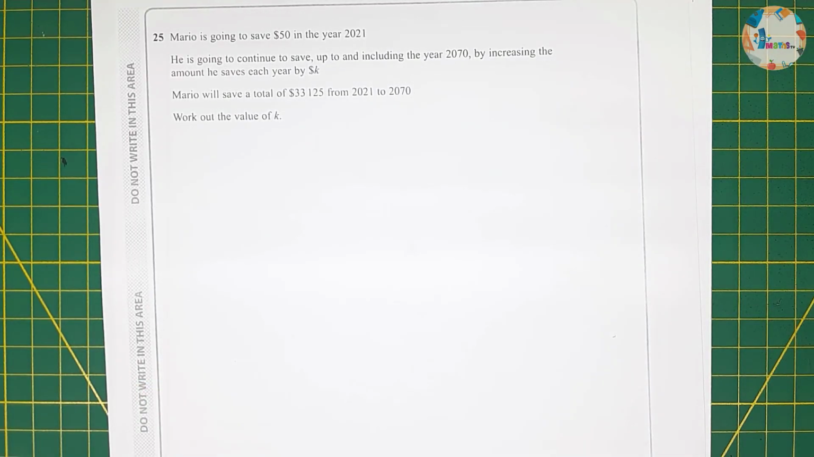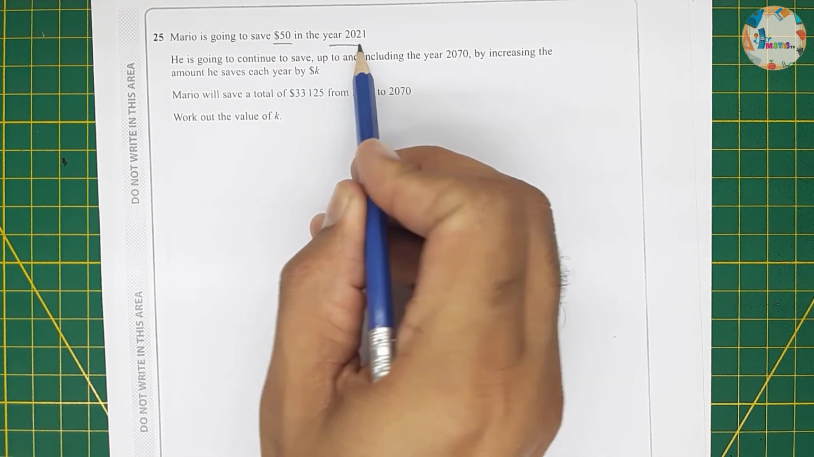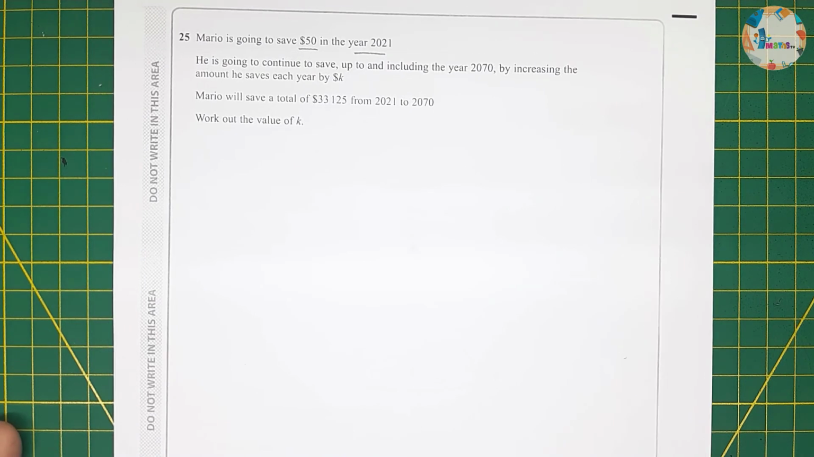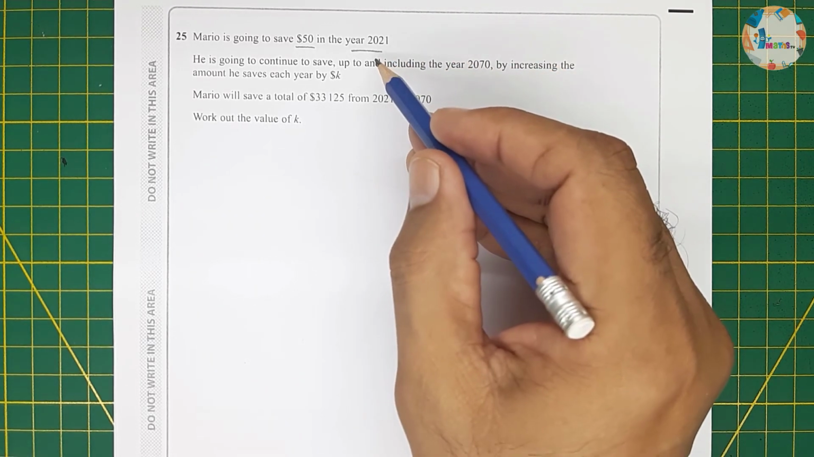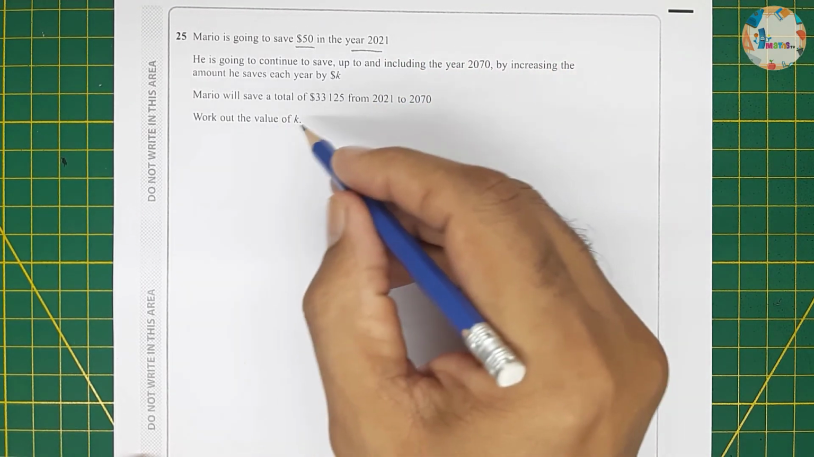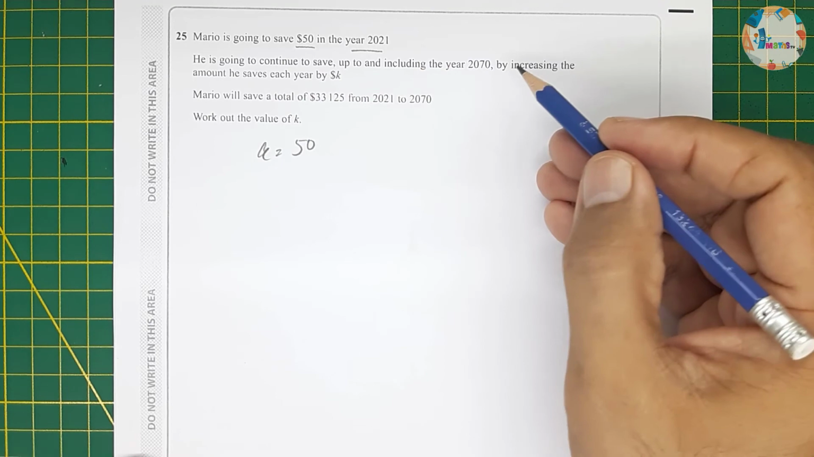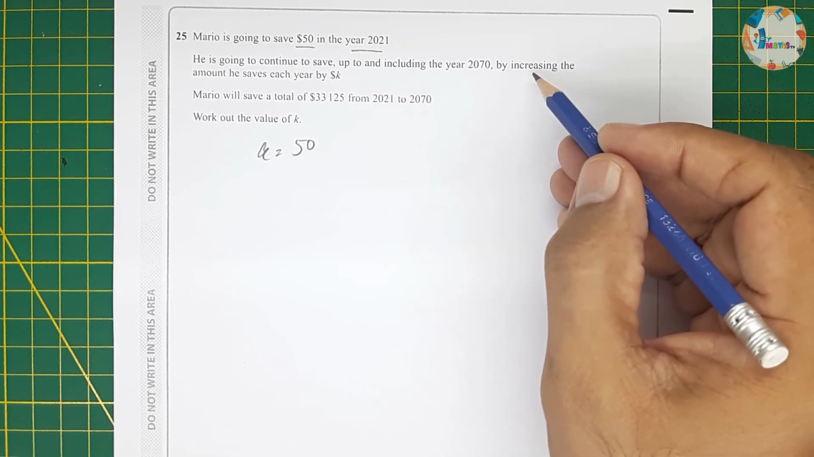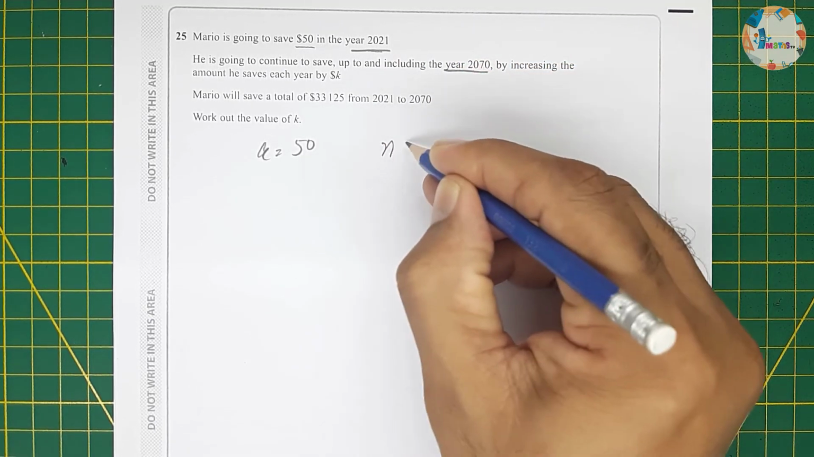Now question number 25. Question number 25 says Mario is going to save $50 in 2021. So the a value is 50 and the year is 2021. He is going to continue to save up to and including the year 2070. So from this year to this year, the number of years is 50, so n is equal to 50.